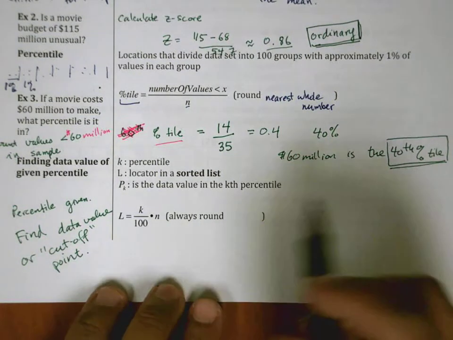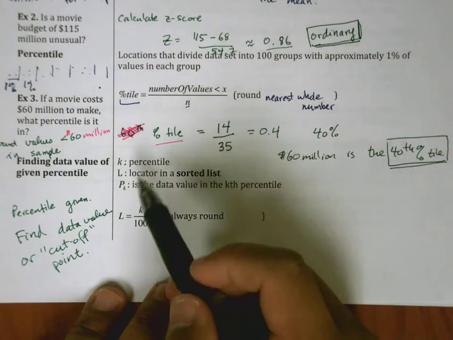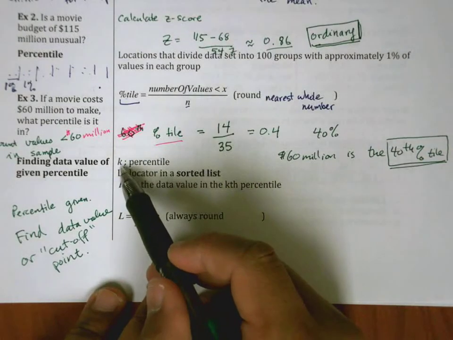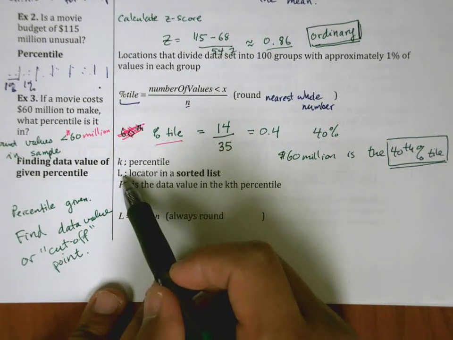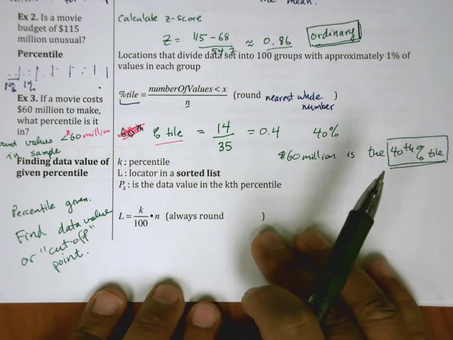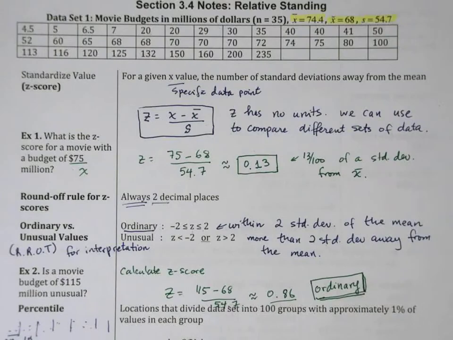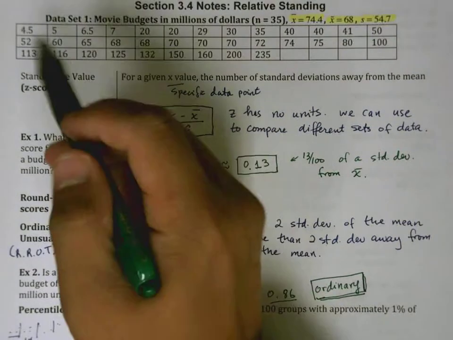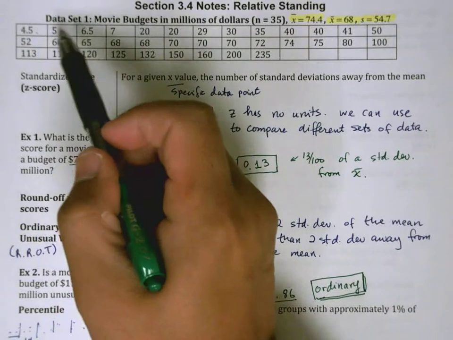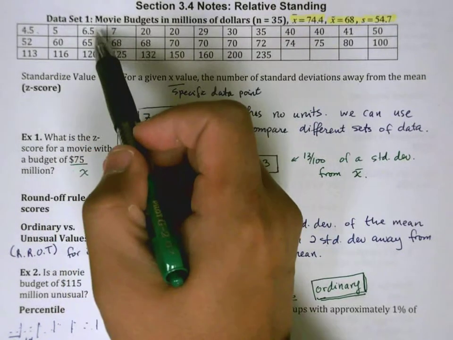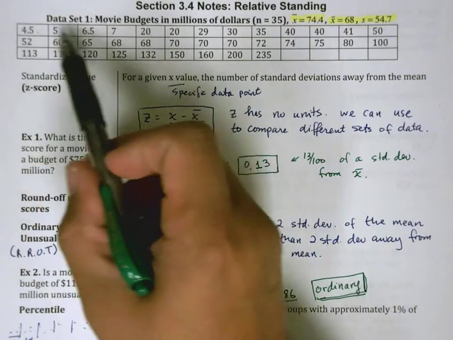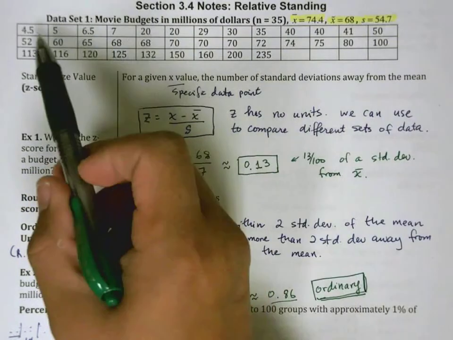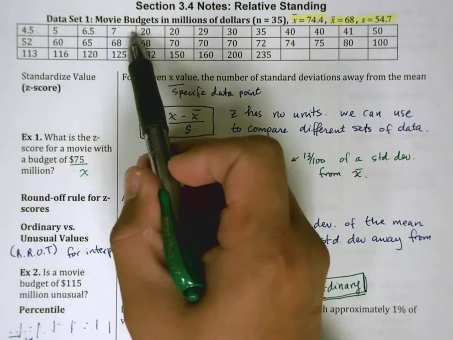So K is the percentile, whatever it is. So if you're asked to find the 70th percentile, K would be 70. L is the locator in a sorted list. So let's talk about what locator means. 4.5 has a locator of 1, 5 has a locator of 2, 6.5 has a locator of 3. So locator is just the order in the list. This is the first number, second number, third number, fourth number, fifth number.